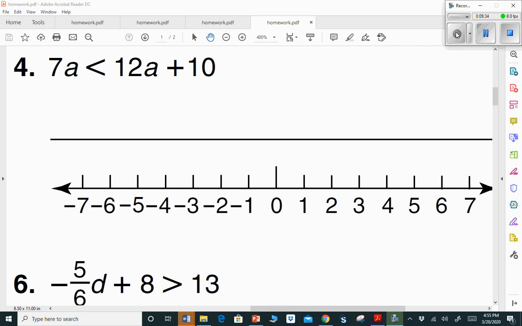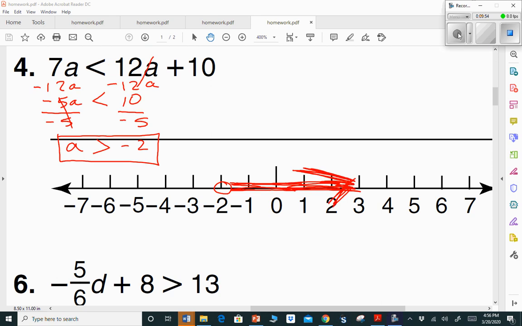Okay, I think you can go ahead and try number 4. I do want you to notice that there are variables on both sides, so you're going to need to get rid of them on one side. Go ahead and solve it and graph it. You can turn the video off and then turn it back on to check your answer. All right, let's see how you did.